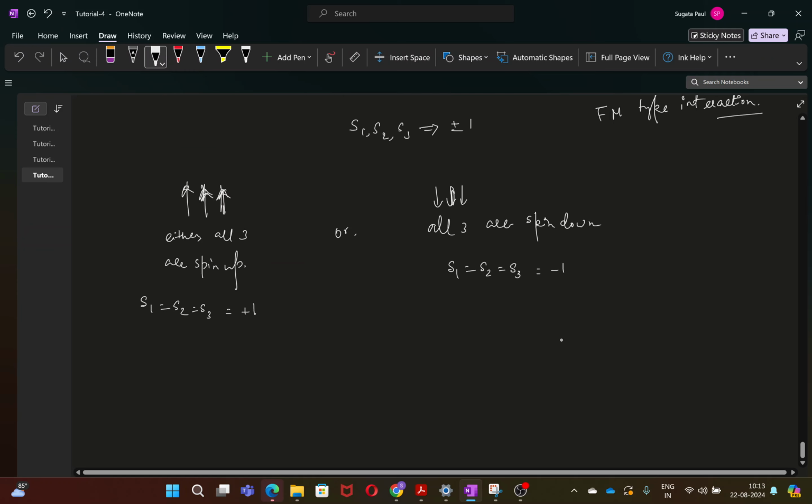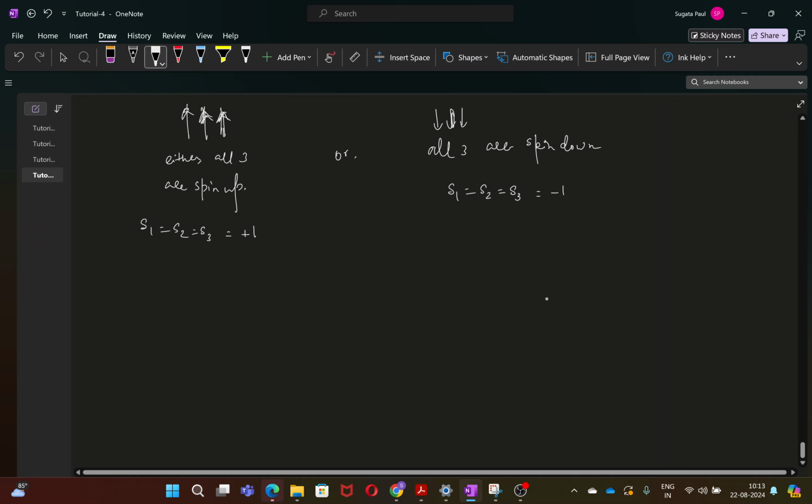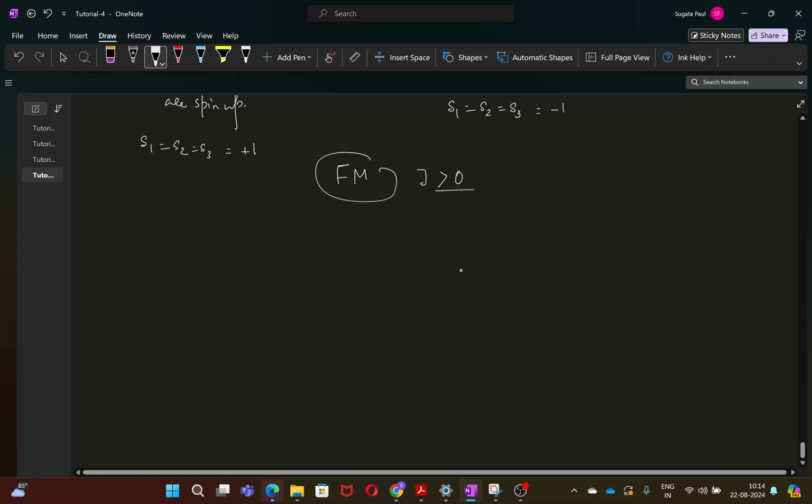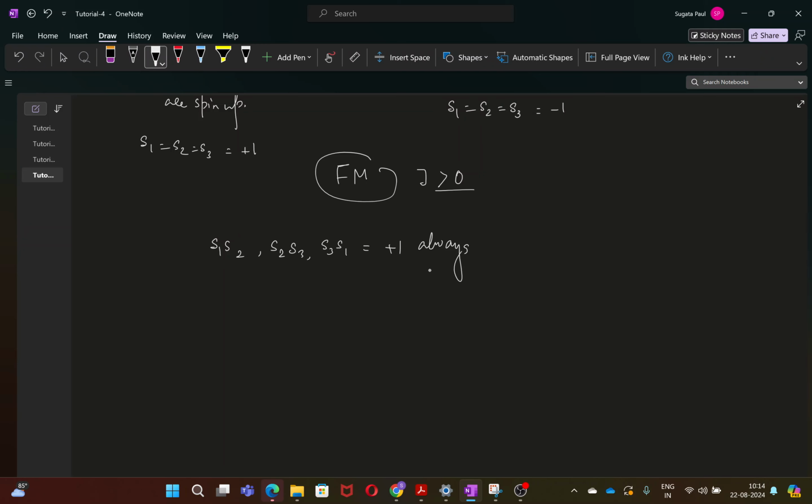So this is the case, right? And this is happening because we have been given the information that this is a ferromagnetic type of system, because J is a positive constant. Now, any product S1 S2, S2 S3, or S3 S1 will always be plus 1, because if both spins are plus 1, the product is plus 1, and if both spins are minus 1, or down spin, then their product is also plus 1. So all these products are plus 1 always.